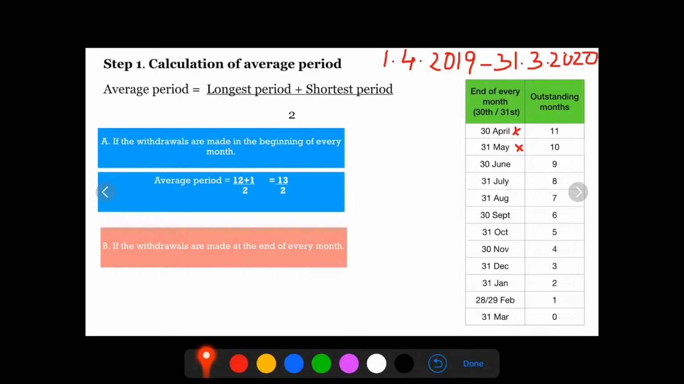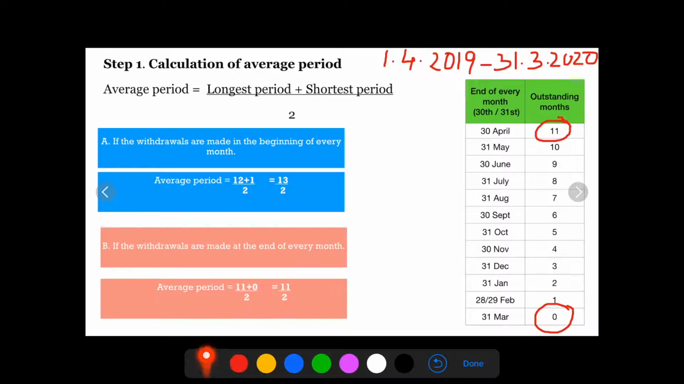Now, how do we calculate average period? Suppose the withdrawal happens on 30th of April, the number of outstanding months is 11. That is the longest period, and the shortest period being 0. Average period is equal to longest period 11 plus shortest period 0, divided by 2. We will get 11 by 2.